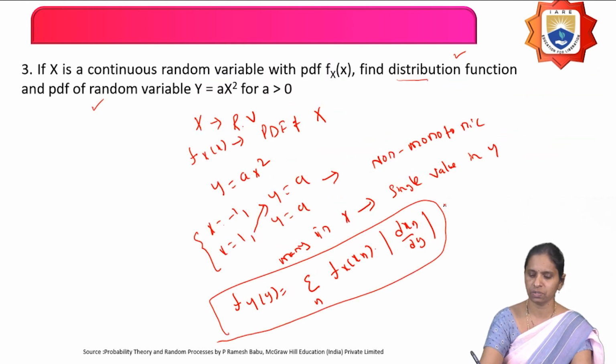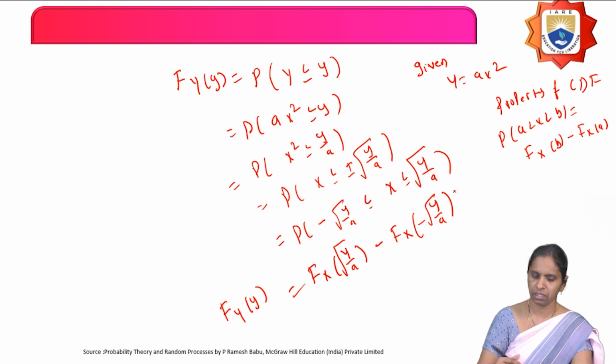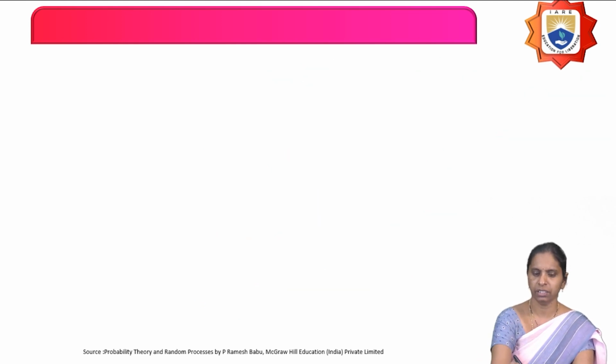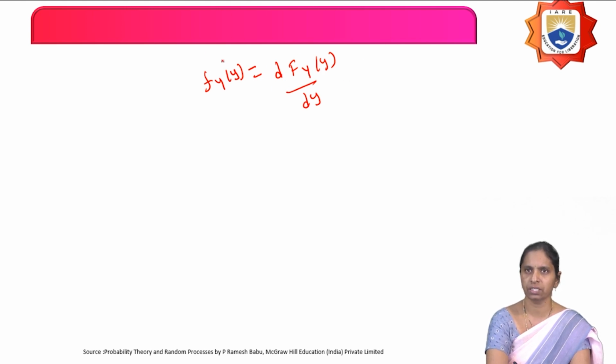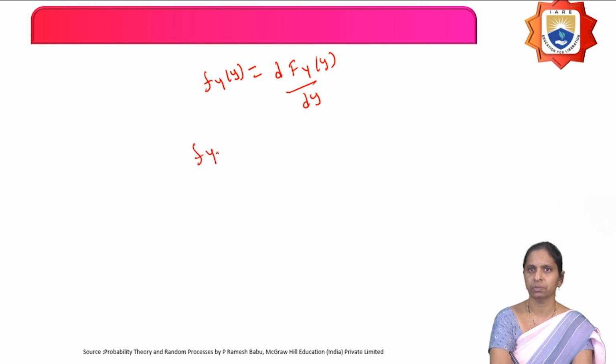One is by using this formula, or else since I have already calculated the distribution function, you can calculate the density function. What is the relation between the density function and the distribution function? The differentiation of the distribution function gives the density function.